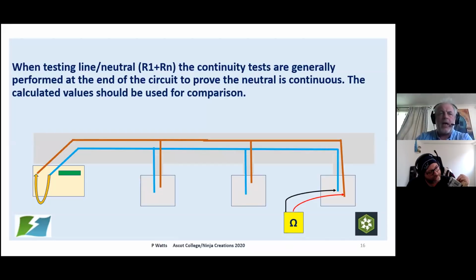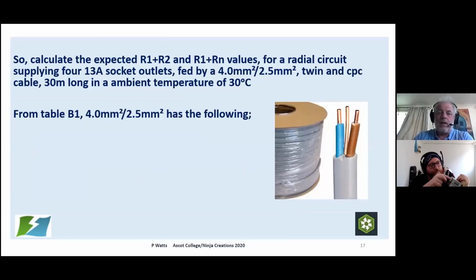Okay, so when we're doing the testing, we're doing continuity testing. Make sure you test your neutrals. So if we want to calculate the expected R1+R2 and the R1+Rn values for a radial circuit supplying 4 13 amp sockets, fed on a 4mm with a 2.5 CPC, it's 30 meters long, in an ambient temperature of 30 degrees C.